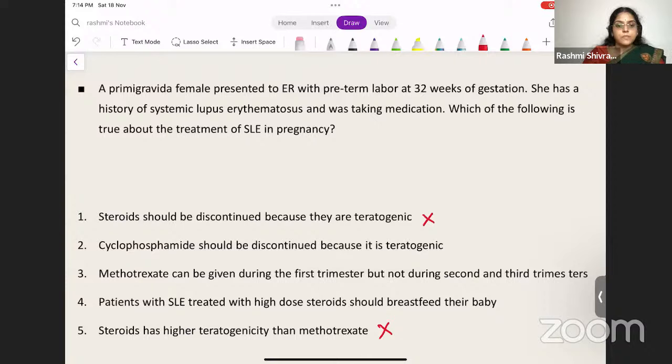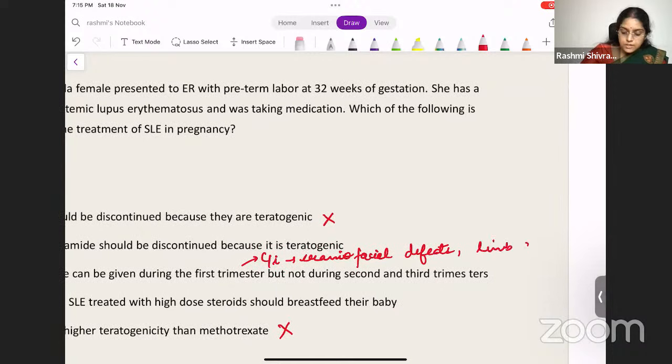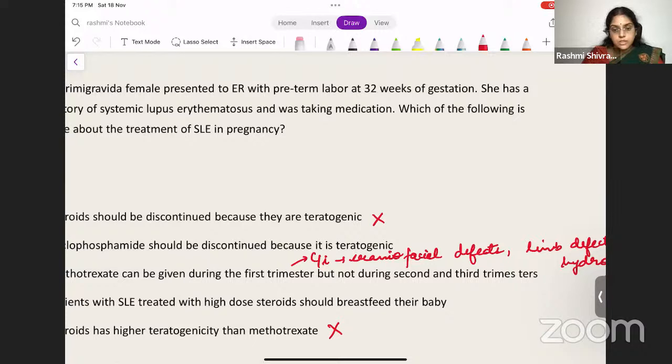In this, you can see that methotrexate cannot be given during the first trimester. It is contraindicated in the first trimester. Why? Because it can cause craniofacial defects, limb defects and hydrocephalus. All these development happens in the first trimester itself. So it is not advisable to put the patient on methotrexate in the first, second or third trimester. It is better to be avoided.